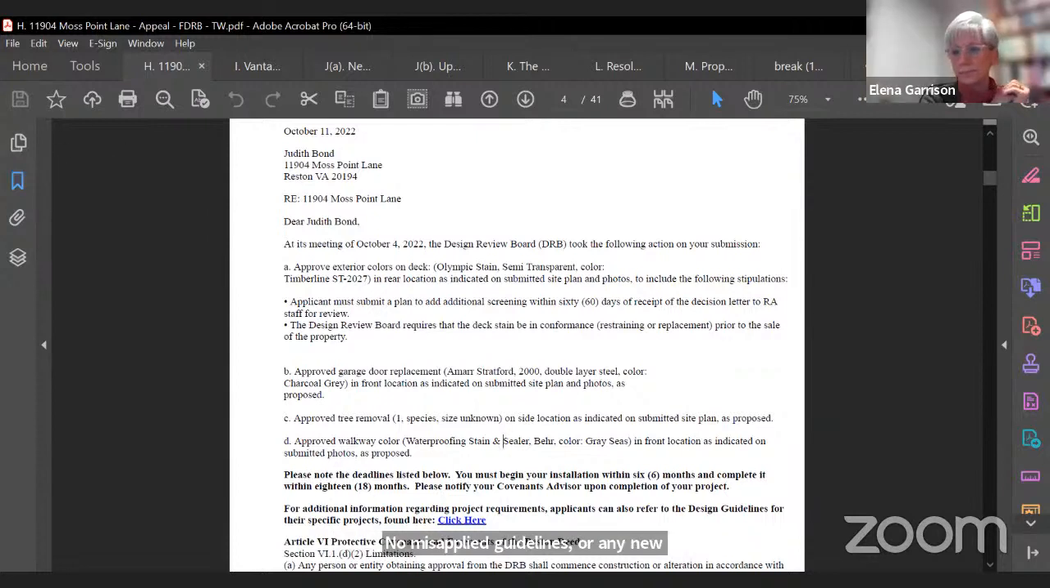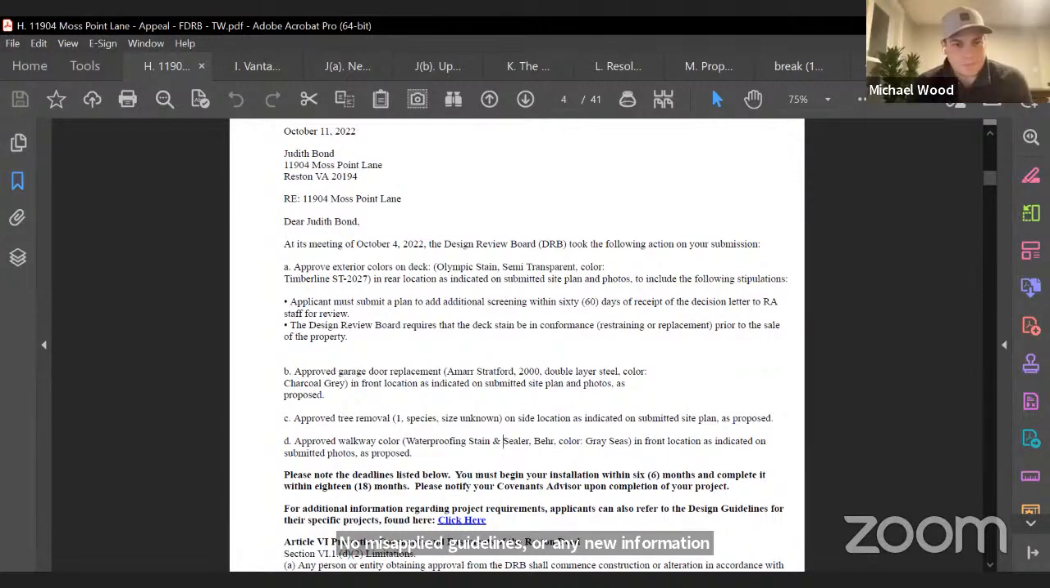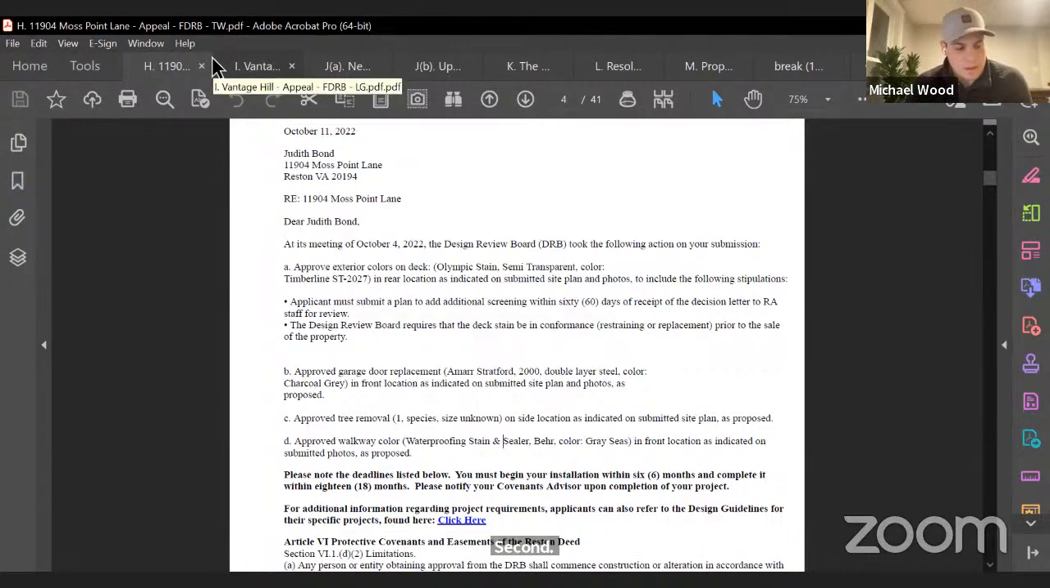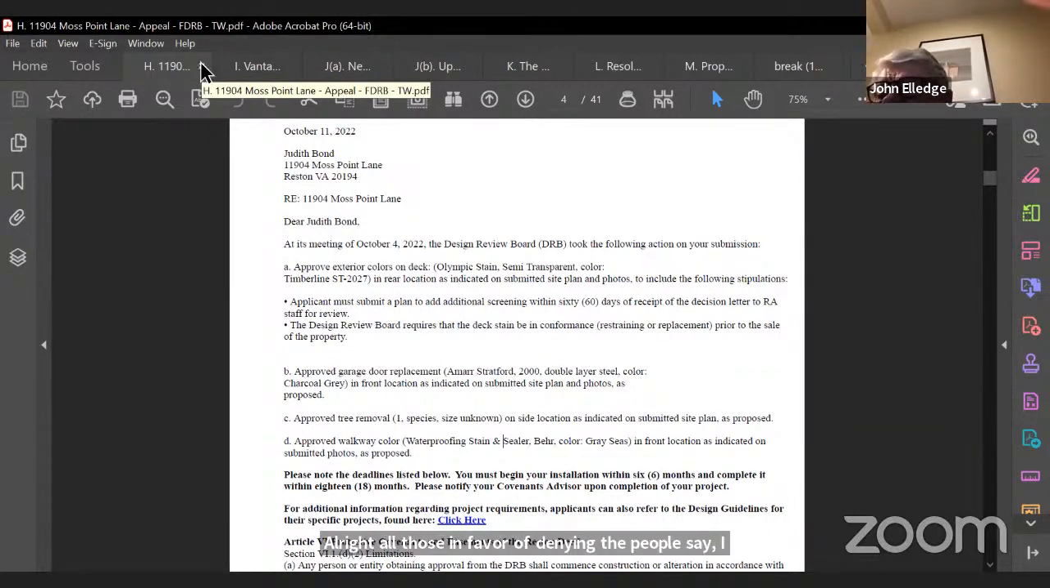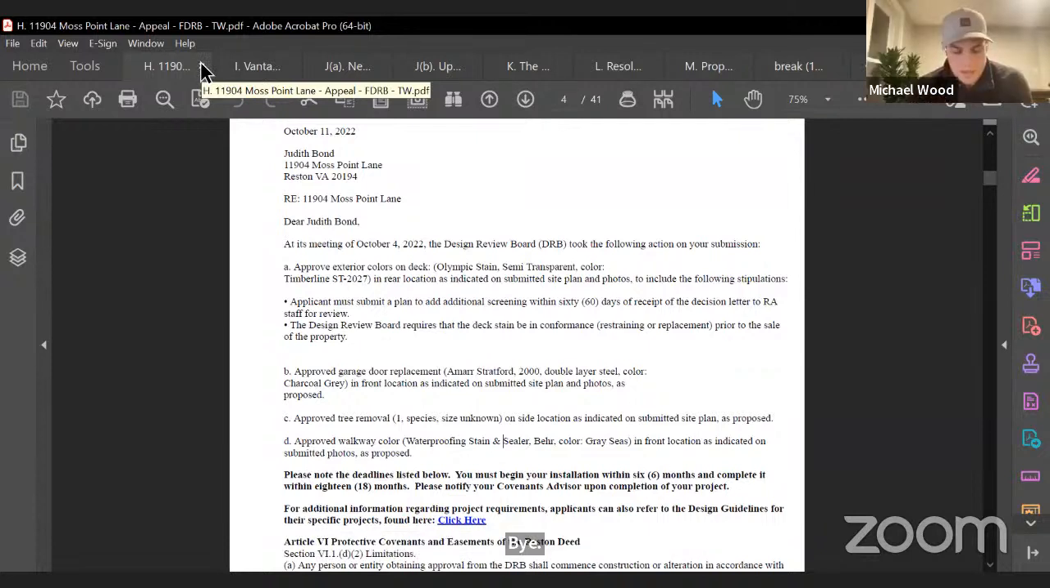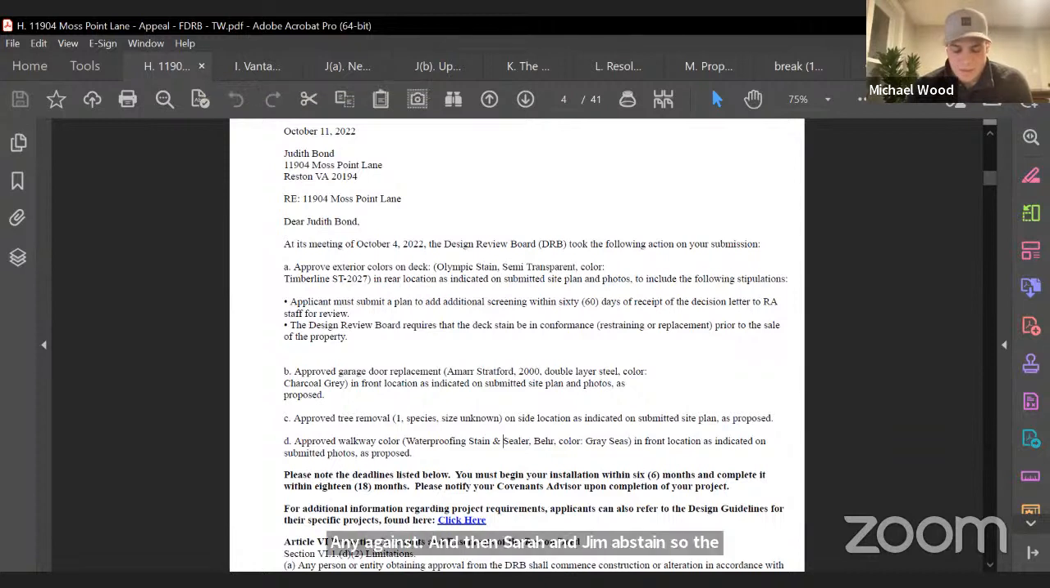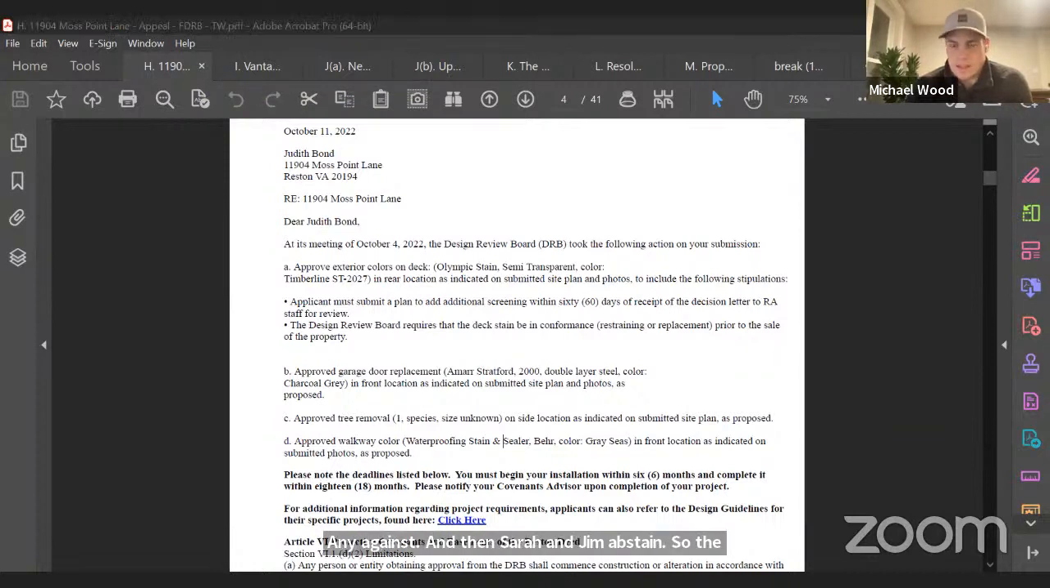Second. So there's a motion and a second. Any further discussion on that? All right, all those in favor of denying the appeal, say aye. Aye. Aye. Any against? And then Sarah and Jim abstain. So the motion passes 5-0-2. And then there's the appeal from the applicant that we need to hear.